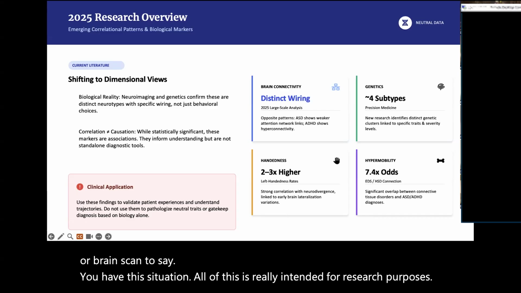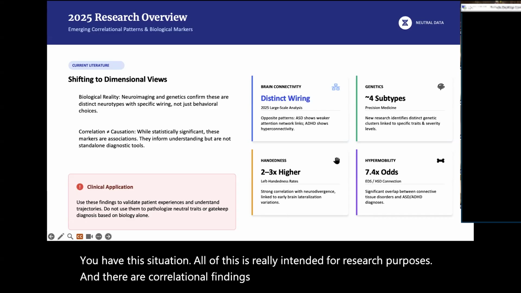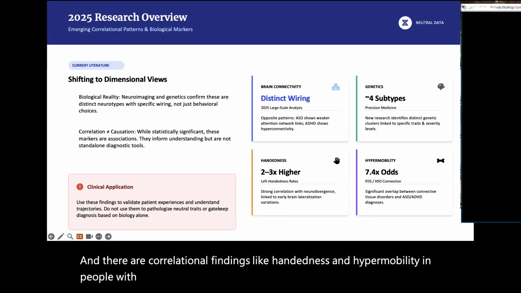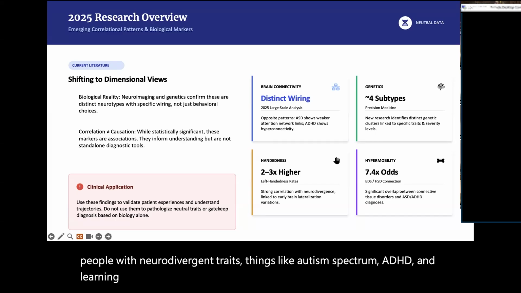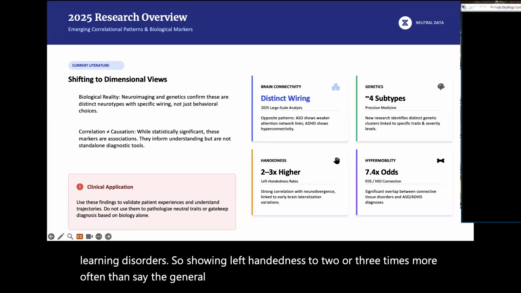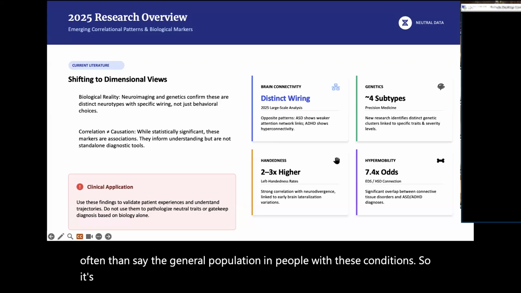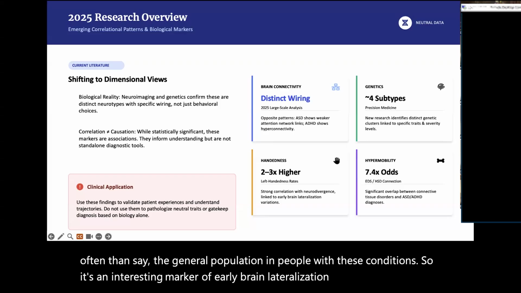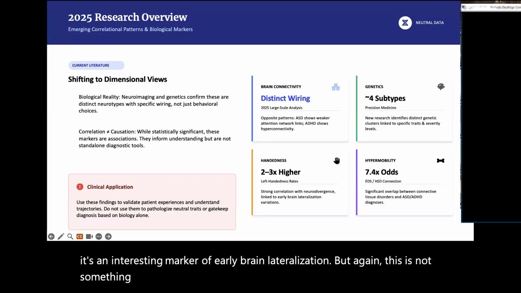And there are correlational findings like handedness and hypermobility in people with neurodivergent traits, things like autism spectrum, ADHD, and learning disorders. Left-handedness shows up 2 or 3 times more often than in the general population in people with these conditions. So it's an interesting marker of early brain lateralization, but again, this is not something you're going to diagnose. It's just an interesting finding.